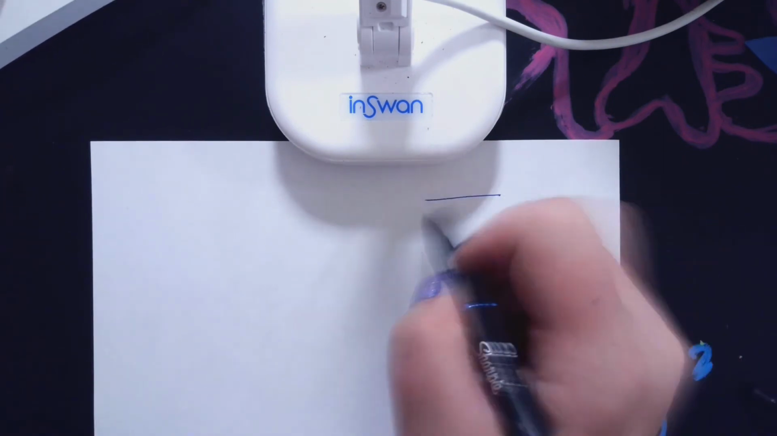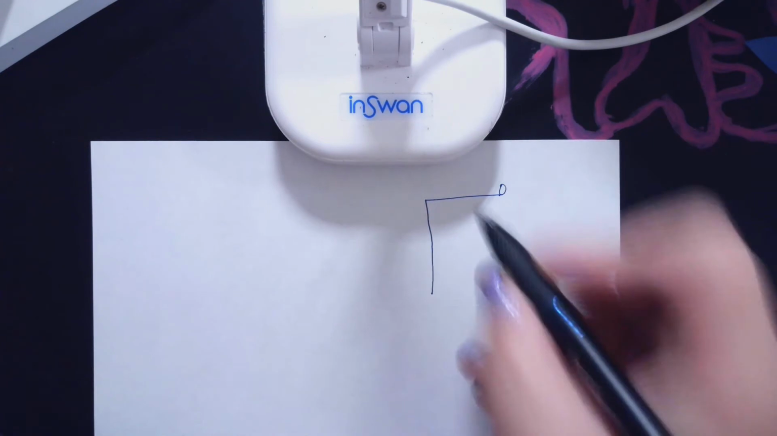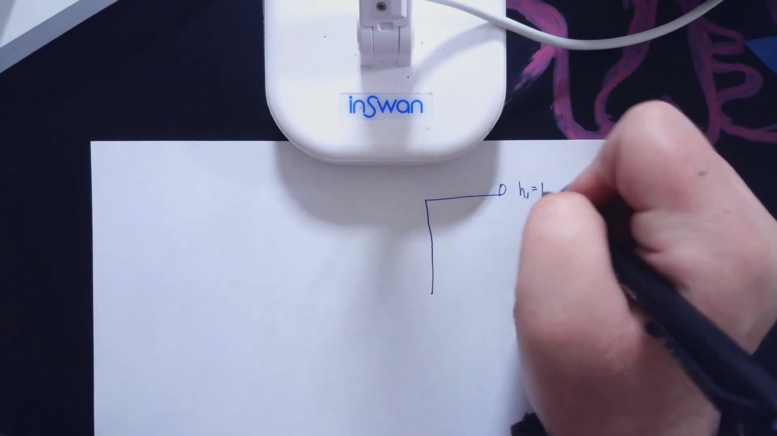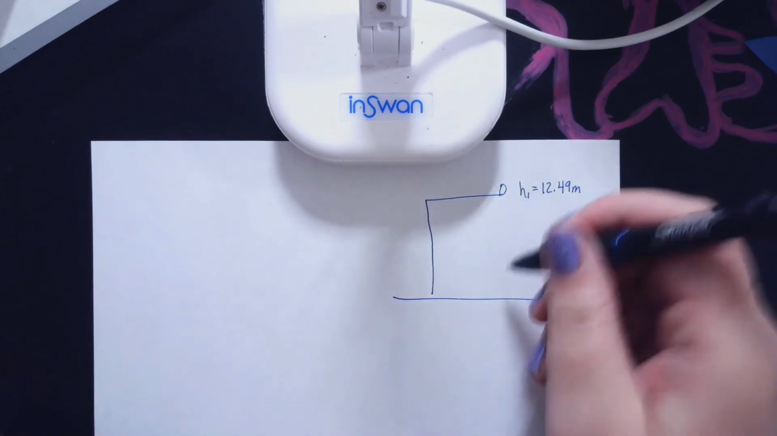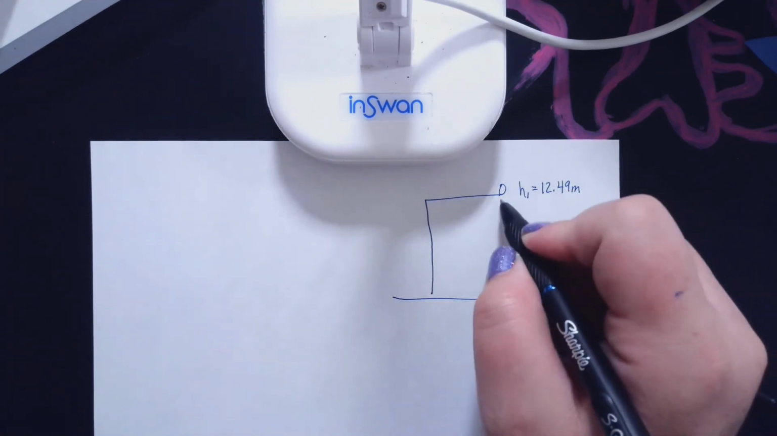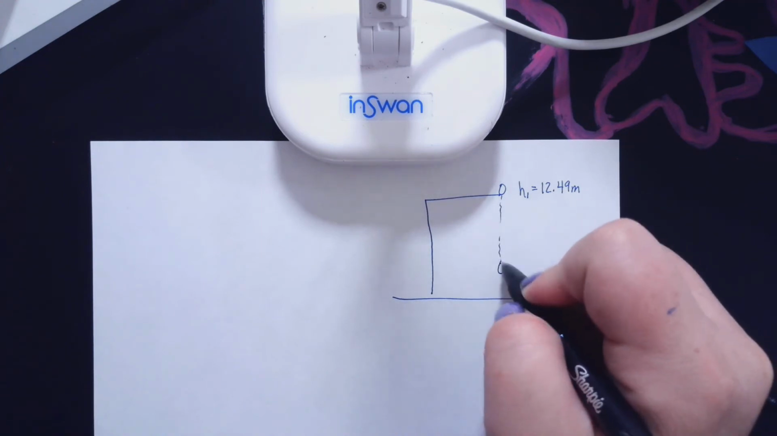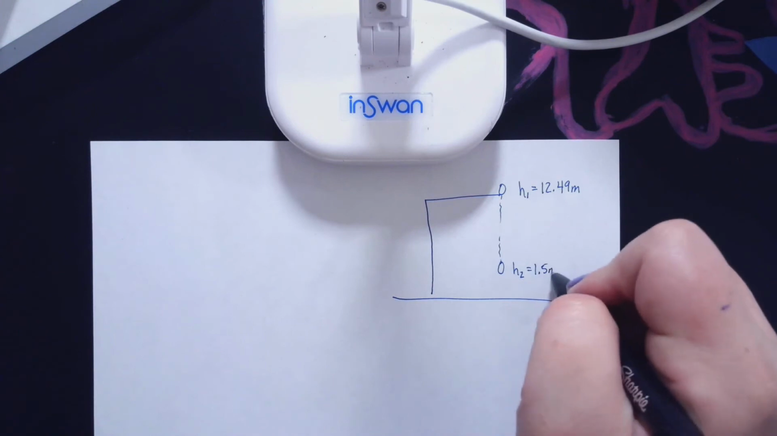Here is a quick diagram. It looked like this. Here's the egg. We've got our initial height, which is 12.49 meters. Here's the courtyard. It went down, and I checked their data. It went down to a height of 1.5. So here's their H2 equals 1.5 meters.